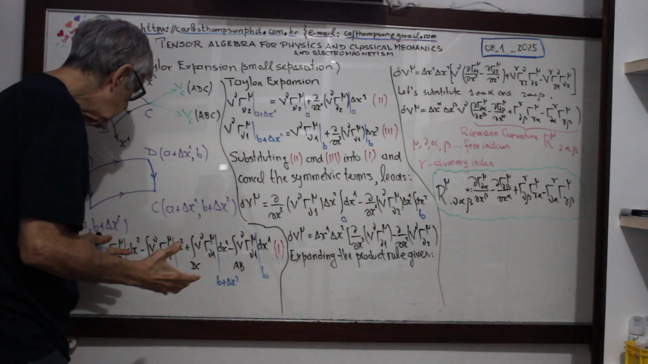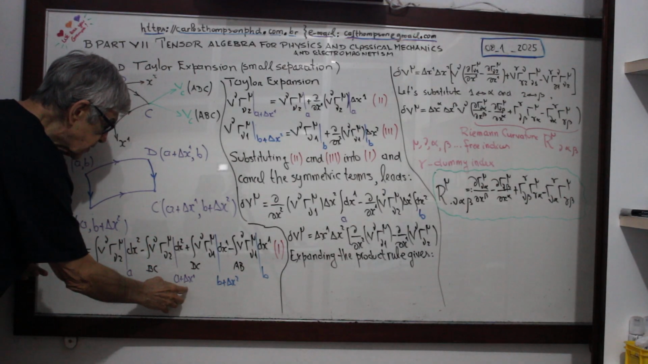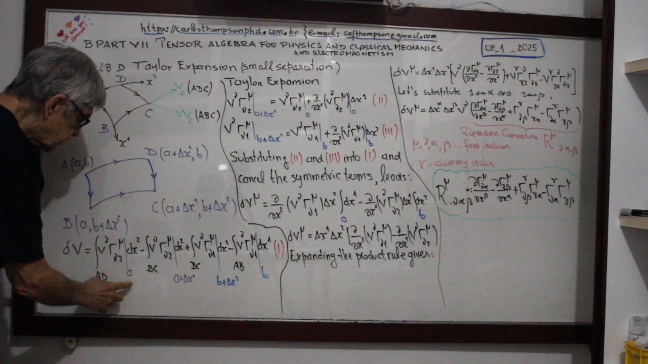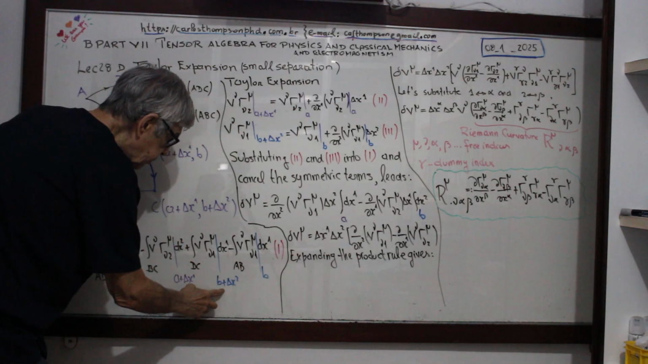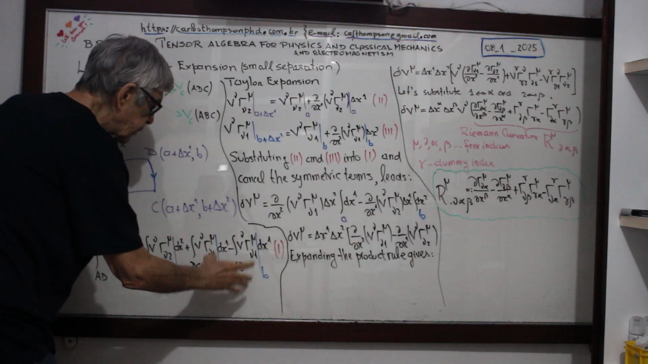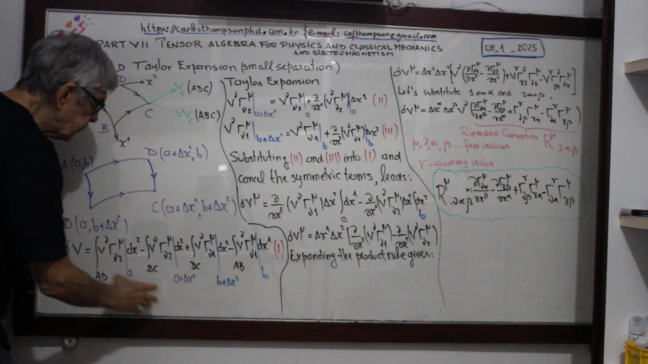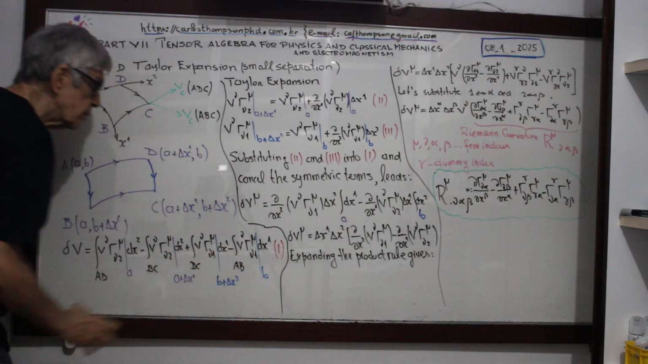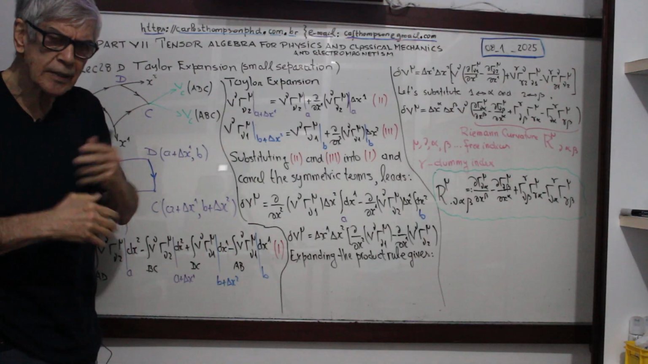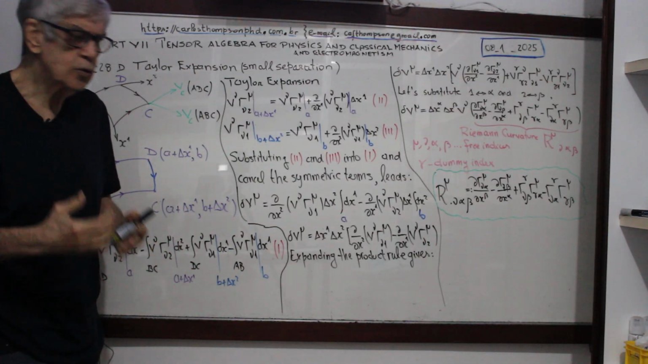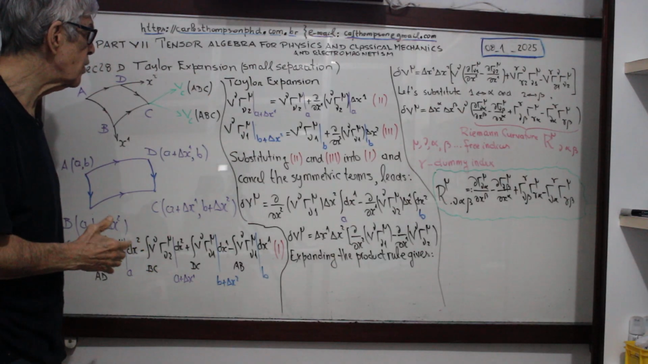Now I will apply the Taylor series. This is A plus delta x1, this at A. This is B and B plus delta x2. I will apply the Taylor series on these two terms and on these two terms. The algebraic manipulation is quite simple. You just derive here the Taylor expansion.